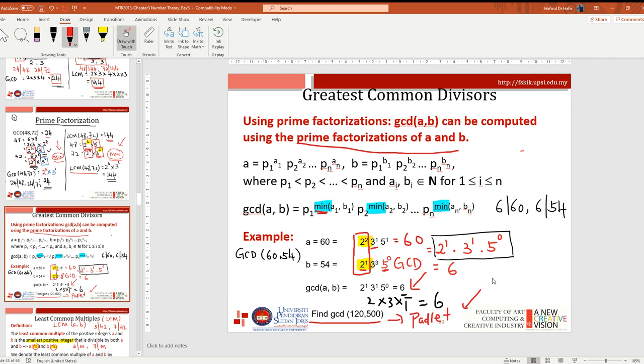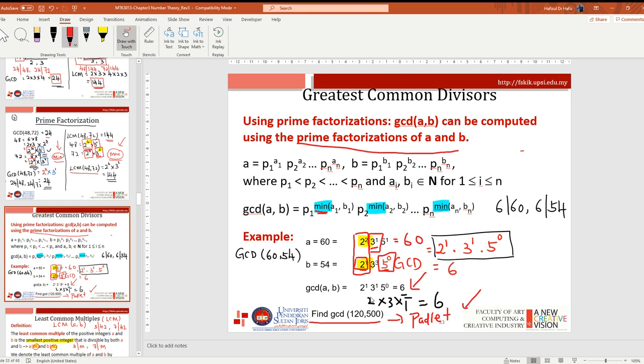Okay, for the greatest common divisor, we can calculate it by using the prime factorization. For example, the GCD of 60 and 54. For this one, we list out the prime factorization, and then we choose the minimum. The minimum is 2 to the power of 1, and then the minimum 3 to the power of 1, and then 5 to the power of 0. And then we got 6.